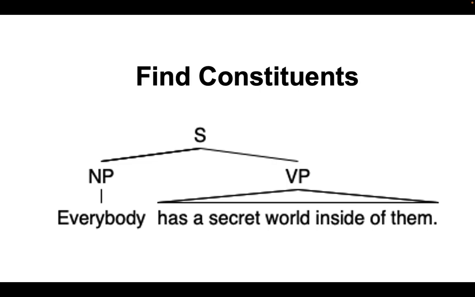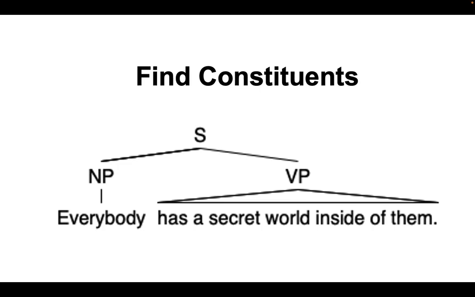You could ask the question, who has a secret world inside of them? And the answer is everybody, which is a constituent of the sentence. You can also test, can this sequence of words be replaced with a single word? And that's true with the verb phrase has a secret world inside of them. You could replace all of that with the word does and get the sentence everybody does.